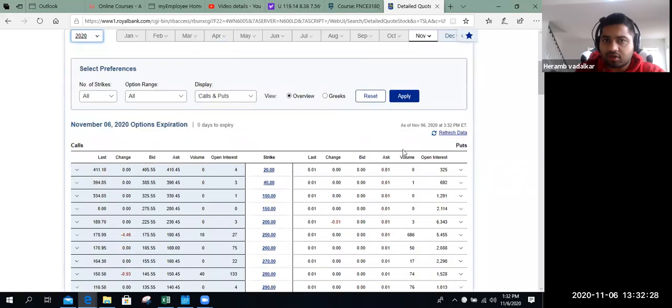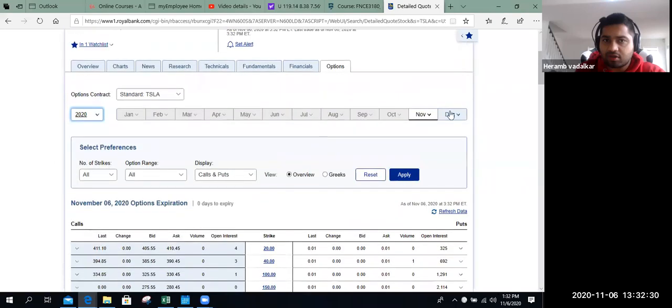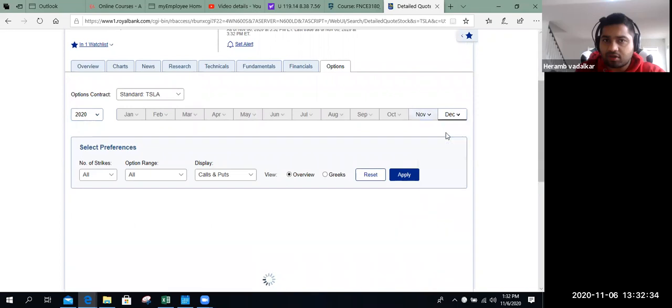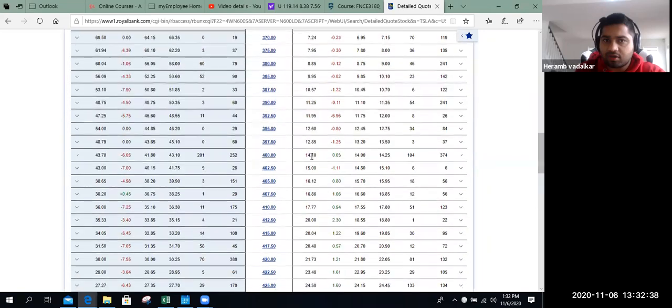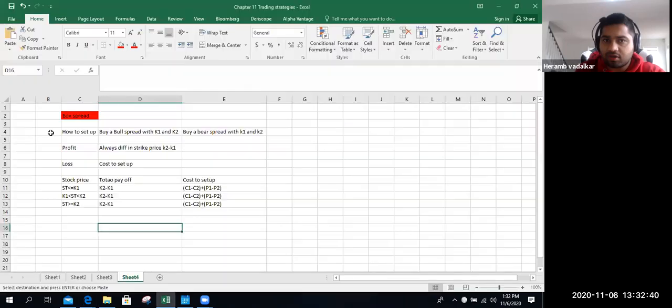So we'll look at the December option chain. Premiums are a little higher. So this is Tesla's option chain. How do you create a box spread? You buy calls, two calls, and you buy two puts.